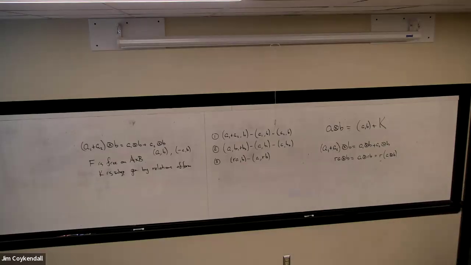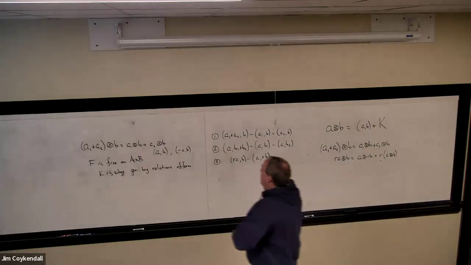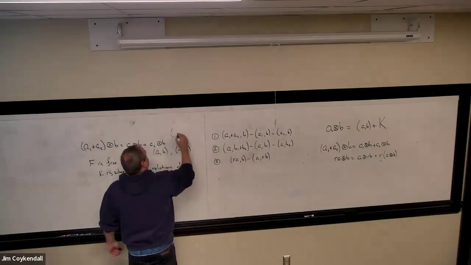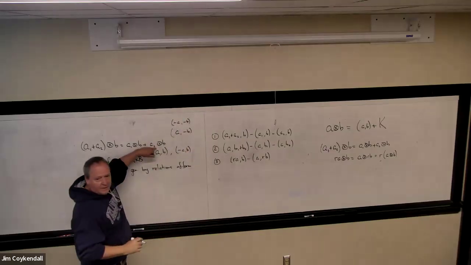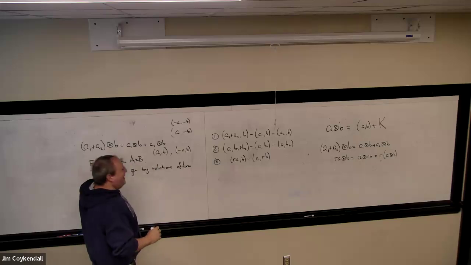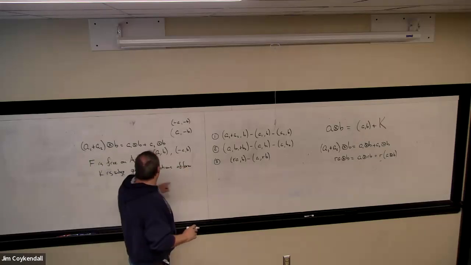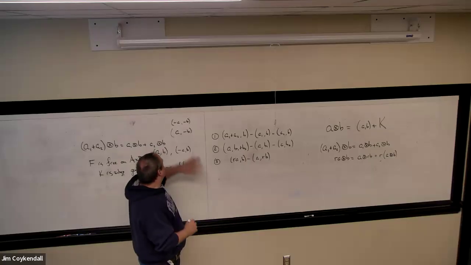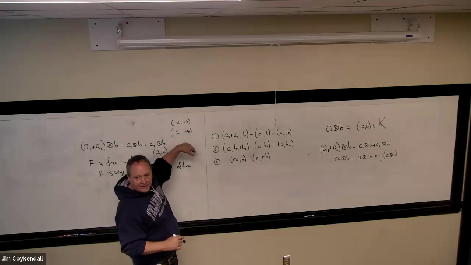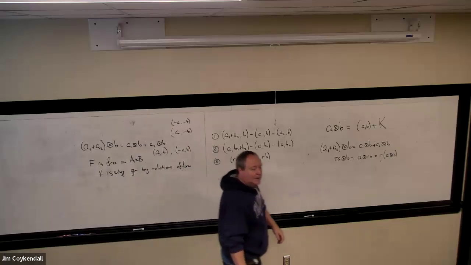So negative A comma B, that's related to A comma negative B? Is that right? Not here. Here, these are all different. These are all different things in F. But when you impose these relations from K, when you mod out by that, that starts identifying some of this stuff. Okay. All right, that's what'll happen.